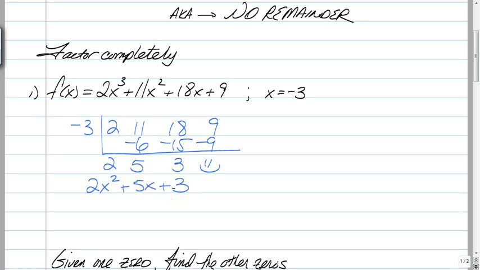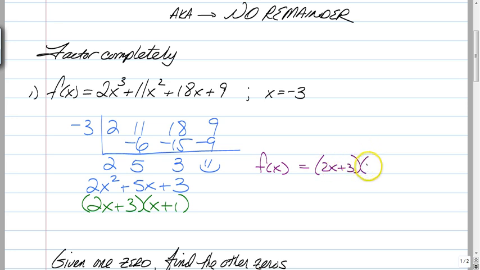Now remember, this said to factor completely, so you are not done. Now you have to use either Batman or split the middle term, box method, whatever method you like, and you factor this. So you're going to get 2x plus 3 and x plus 1. But since this said factor completely, your final answer is 2x plus 3, x plus 1, and x plus 3.